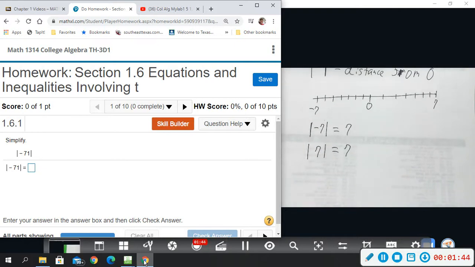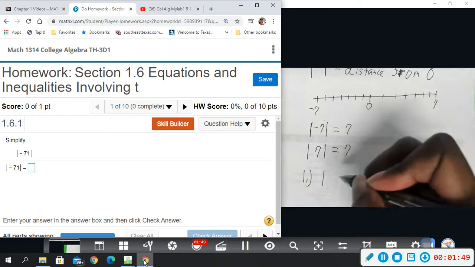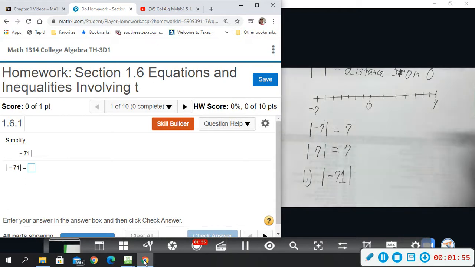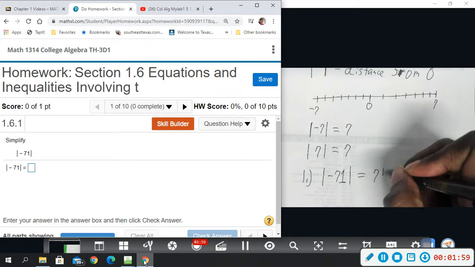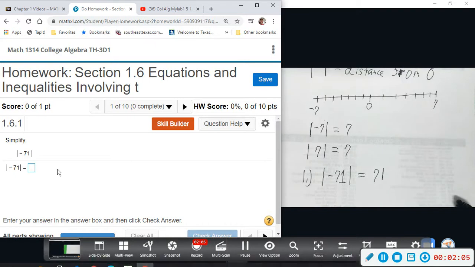And so we're going to evaluate this first problem. So we have the absolute value of -71. And so that just gives us +71. Okay, so this is 71 units away from 0. That's all that this first problem wants us to do.